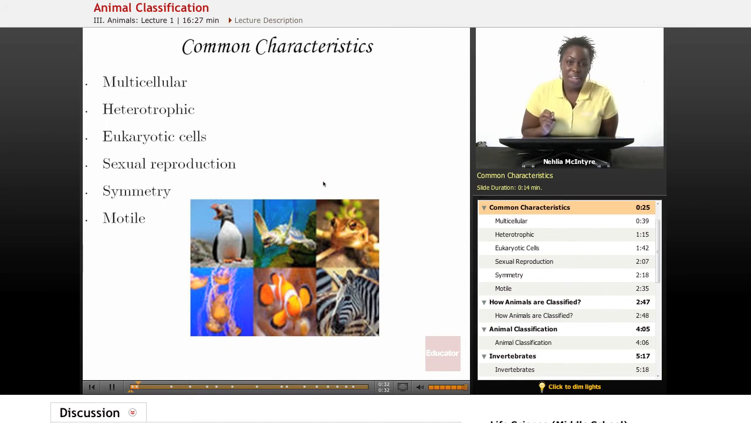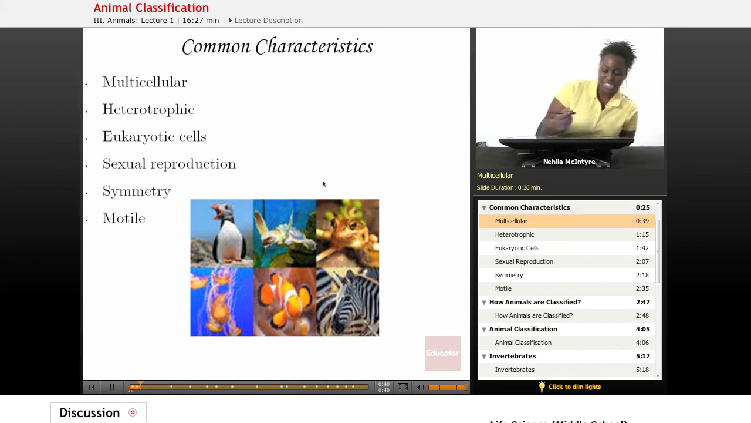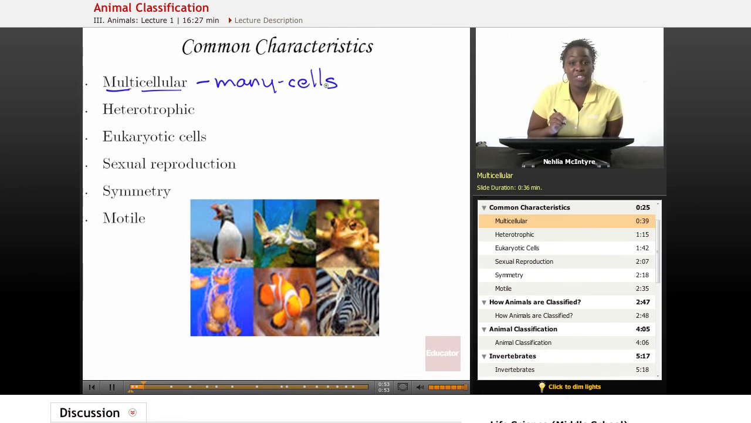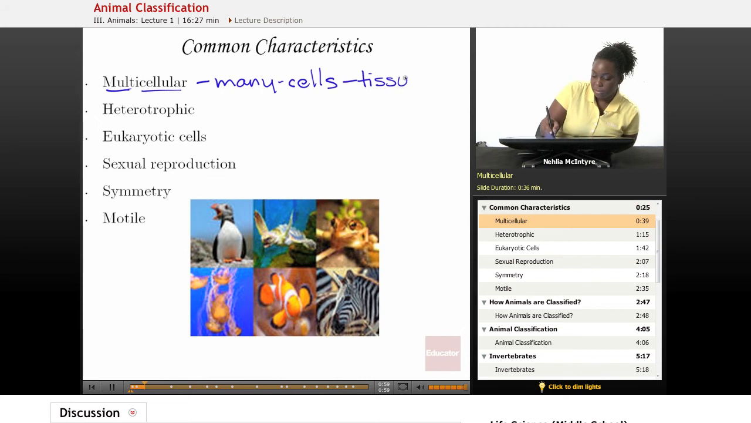There's many different types of animals, and they all can live in different areas, but they also have similar characteristics. The first characteristic is that they are all multicellular. What does that mean? They are made up of many cells. And groups of cells can come together as tissue, and they can have their own function. And groups of tissues can come together and make organs. And groups of organs can come together finally to make a complete organism.